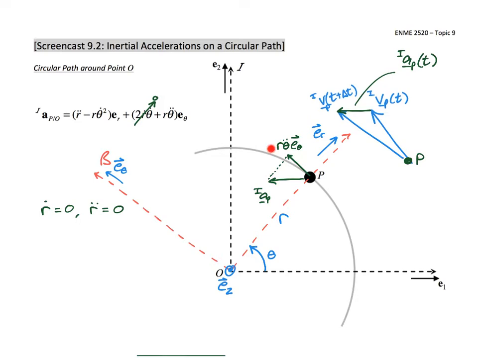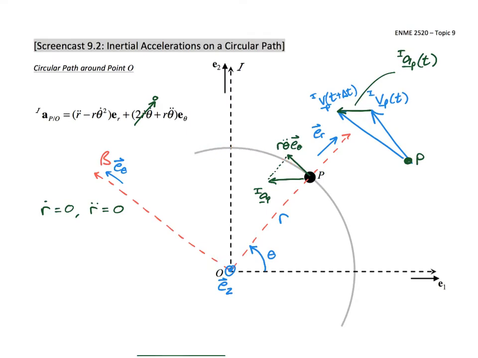So if r is constant, then the only thing that could be changing here is going to be theta dot. That means we have a theta double dot term, which is either positive or negative, and here it's pointed in the positive E theta direction, which is telling us that this particle is speeding up as it's going around this path.